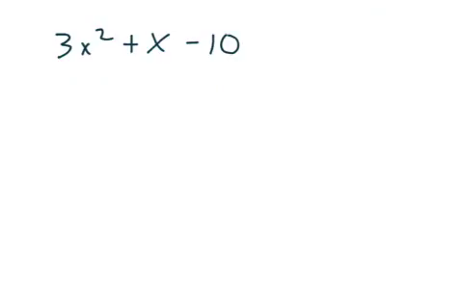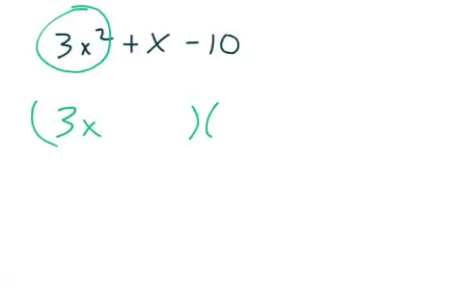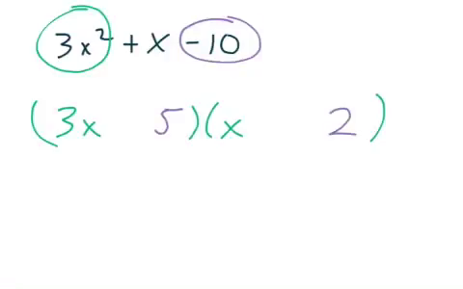So here we go. Take a look at this problem. Notice the first term is 3x squared. So think to yourself, how do I make 3x squared? That would have to be 3x times x, or x times 3x. There's no other way, correct? Alright, now let's look at the minus 10 right here. Well, what times what makes 10? Well, I know that, for example, 5 times 2 makes 10, right? So let's try it out and see how it works.